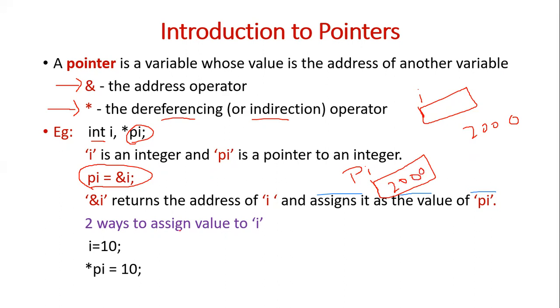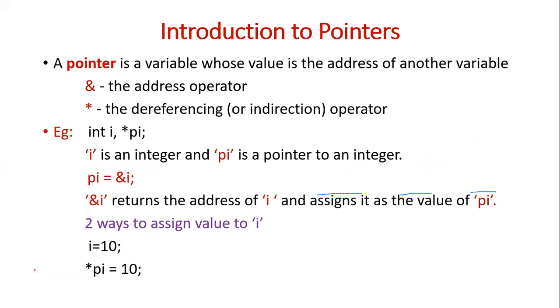Then there are two ways to assign a value to I. If I want to assign a value to I, you can directly assign I equal to 10. Then 10 will be stored here. But there is another way to assign I as 10, that is star pi, because star pi refers to the value at this address, this location. So star pi equal to 10 will also assign 10 to this location. Fine.